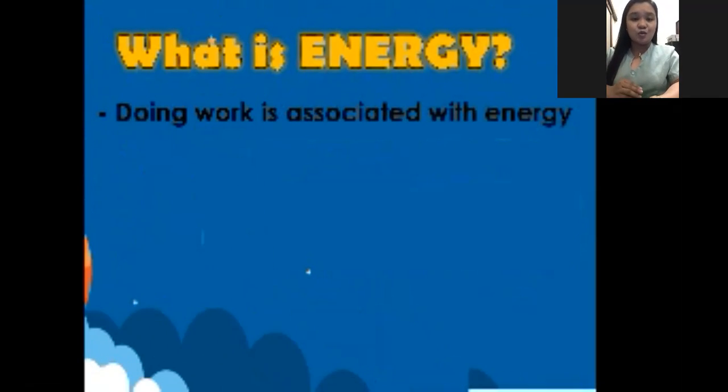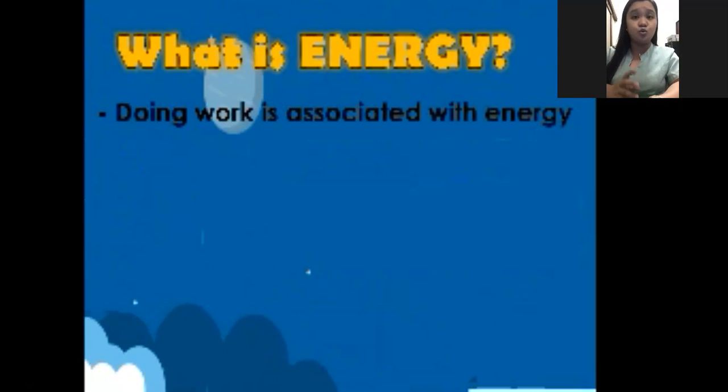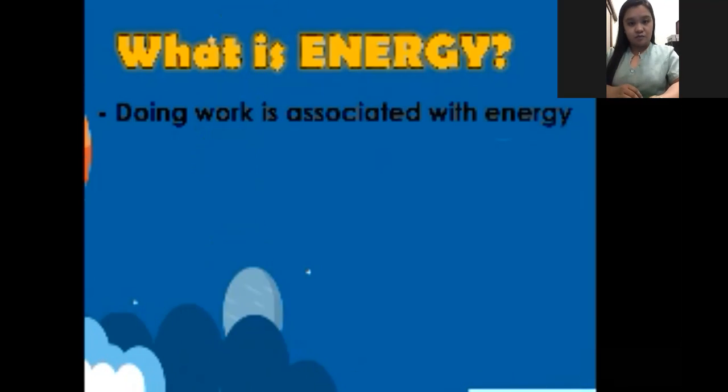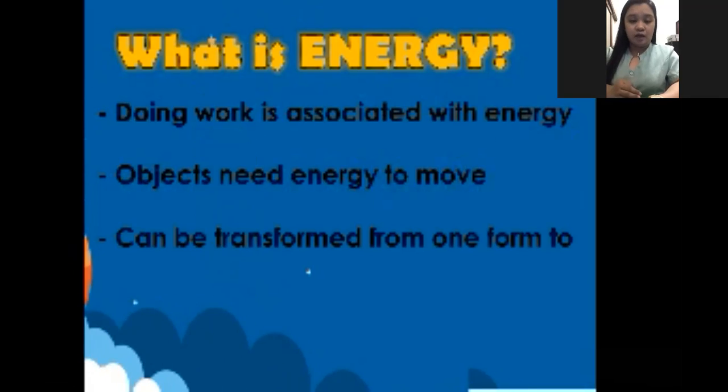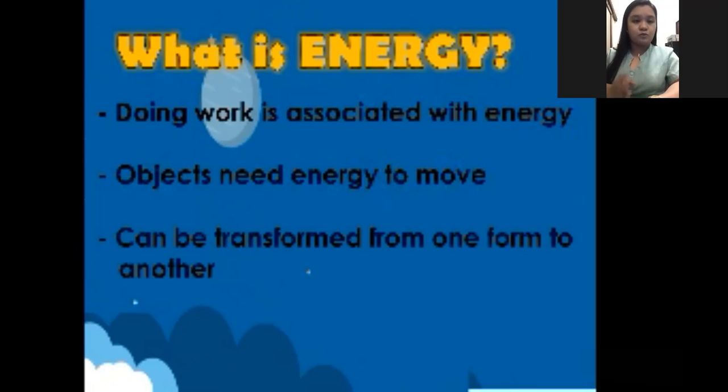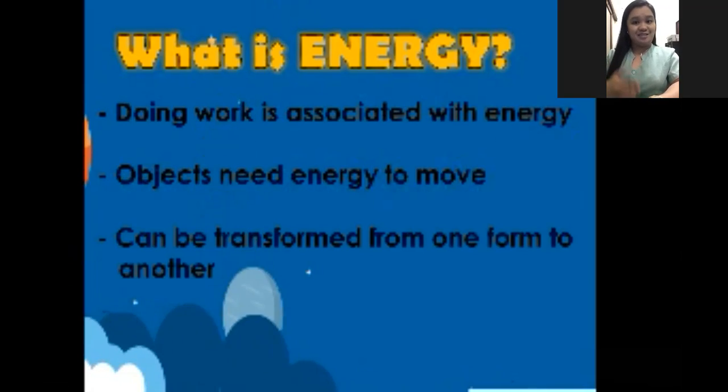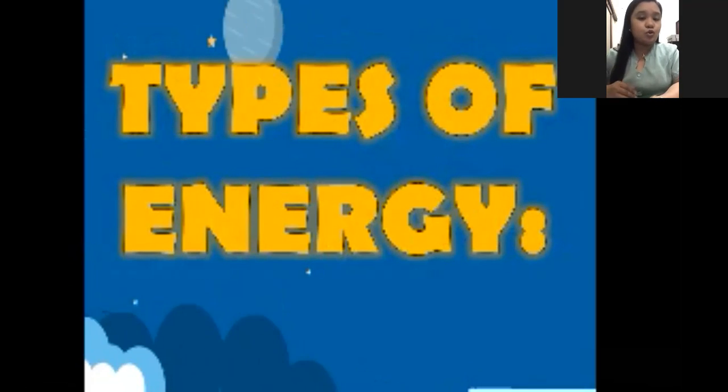Doing work is associated with energy. Yes, that's correct. Without energy, we cannot do work properly. Power and motion is not enough. Next, energy is also defined as objects need energy to move. Yes, exactly. Without energy, objects cannot move. And lastly, energy can be transformed from one form to another. So there are 2 types of energy. We're going to discuss them after this presentation. So, what are the 2 types of energy?